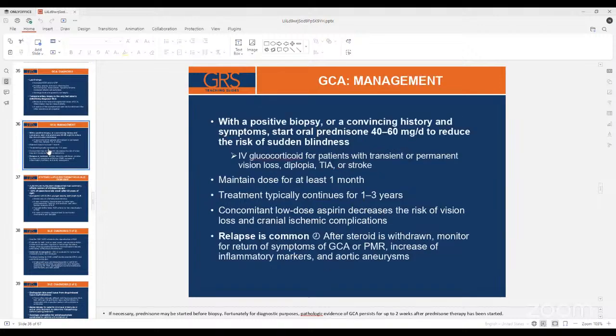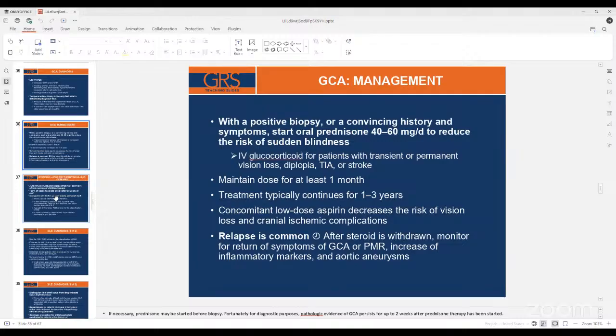For management, with a positive biopsy or convincing history and symptoms, start oral prednisolone 40 to 60 milligrams per day to reduce the risk of sudden blindness. You don't even have to wait for the result of the biopsy. If you suspect temporal arteritis, treat the patient immediately. Give IV glucocorticoid for patients with transient or permanent vision loss, diplopia, TIA, or stroke. Maintain the dose for at least 1 month.